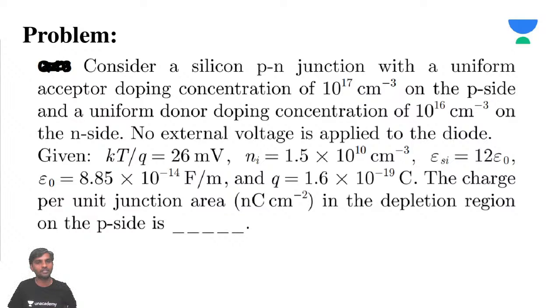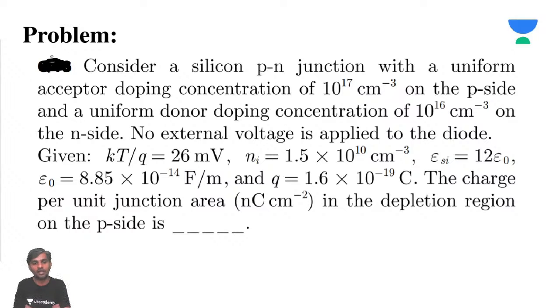Consider a silicon PN junction with a uniform acceptor doping concentration of 10 to the power 17 per centimeter cube on the P side and a uniform donor concentration of 10 to the power 16 per centimeter cube on the N side. No external voltage is applied to the diode. Given kT by Q is 26 millivolts, Ni is equal to 1.5 into 10 to the power of 10, epsilon Si is equal to epsilon naught times epsilon r, and Q is equal to what?